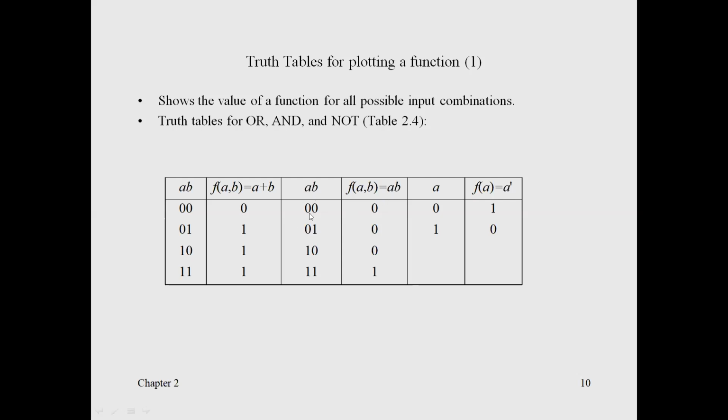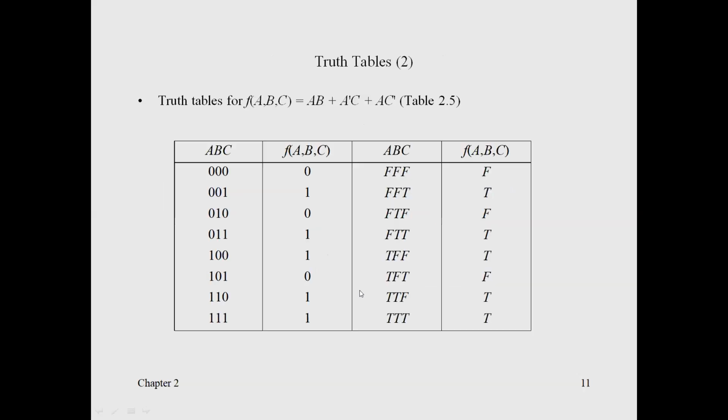And if you multiply, 0 into 0 is equal to 0, 0 into 1 is equal to 0, 1 into 0 is equal to 0, 1 into 1 is equal to 1. And in complement form, you get it like this. So this is the way.